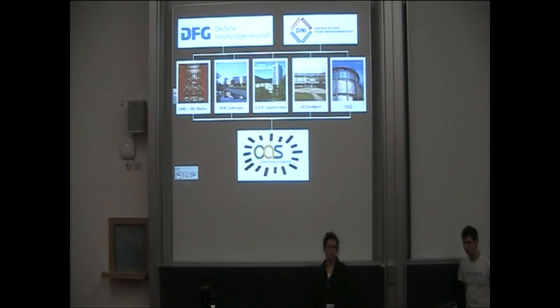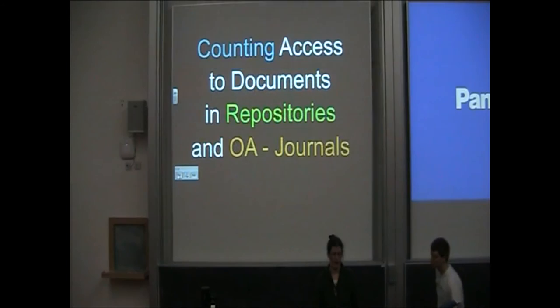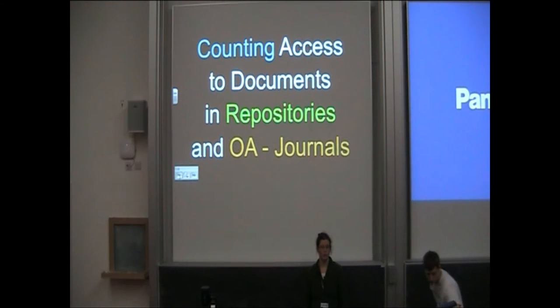To establish user statistics in Germany, the Deutsche Forschungsgemeinschaft DFG is funding and the German Initiative for Network Information DINI is supervising the project OA-Statistics. Five German institutions, libraries and the library network are executing the project. The goal is to build up a robust infrastructure in order to count the downloads of documents in repositories and open access journals. The used raw data are web server log files.